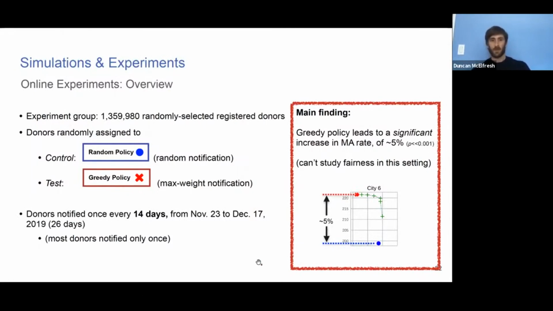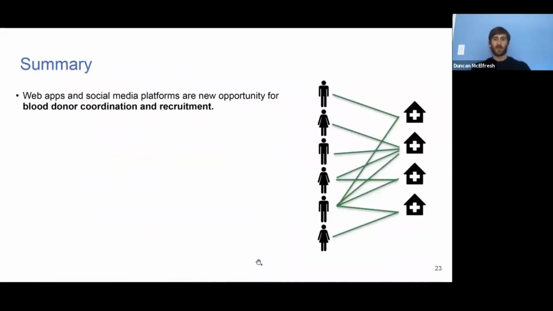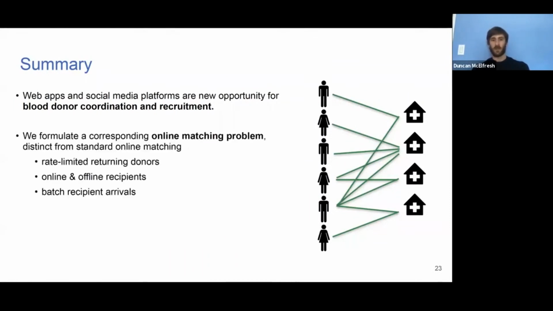Okay, so I just want to wrap up. Today, I was telling you about a new opportunity where web apps and social media platforms can serve as a kind of coordination and recruitment tool for blood donors. We formalized a corresponding online matching problem, which is fairly distinct from standard online matching in several ways. So it offers some interesting theory questions.